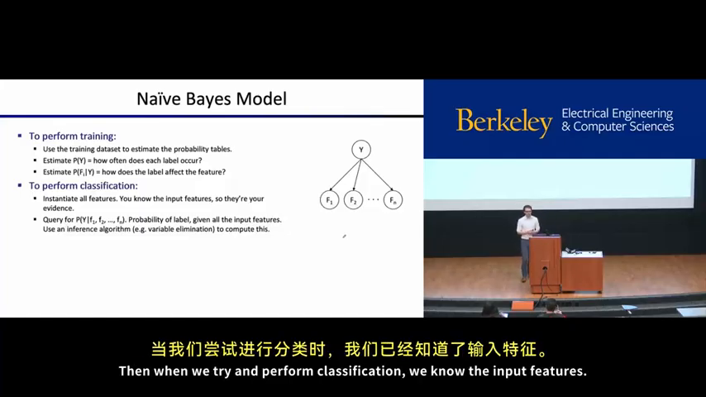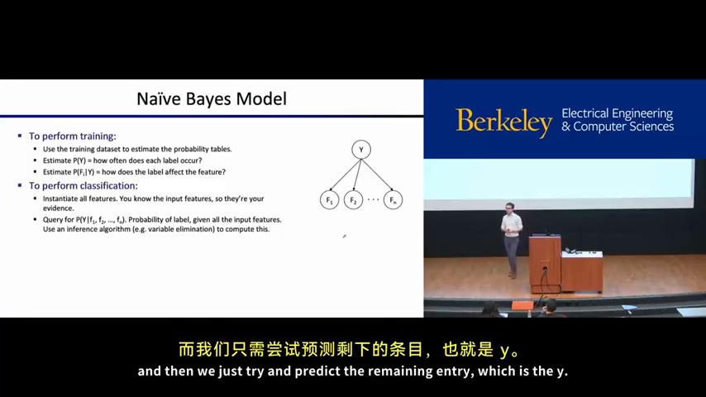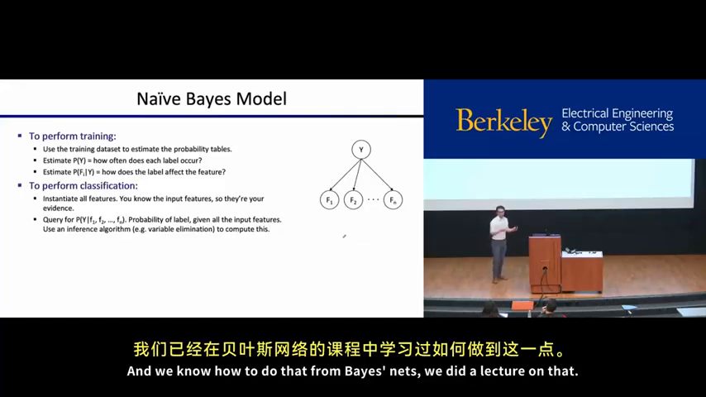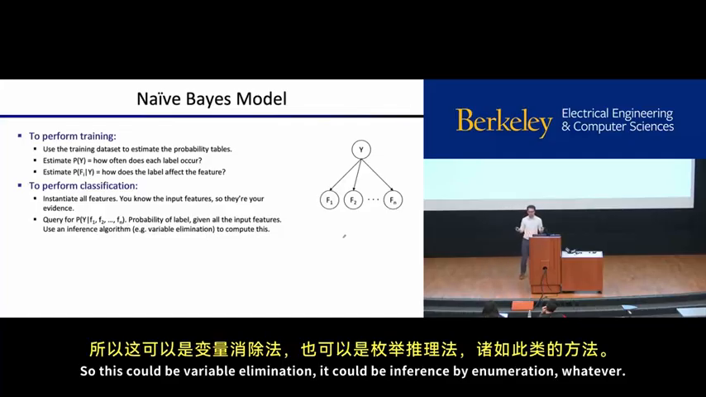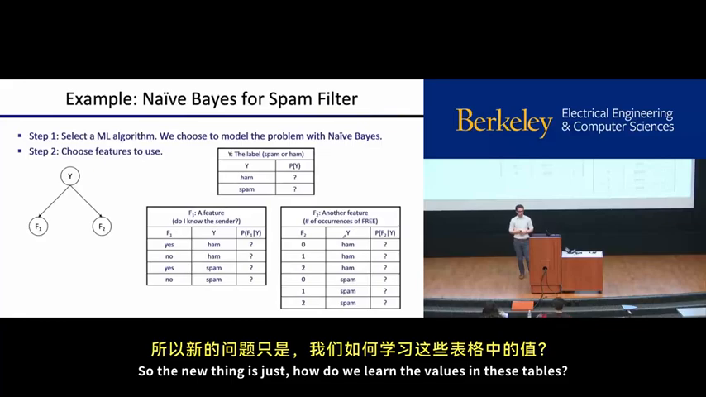Then when we try and perform classification, we know the input features, so all these Fs become evidence variables, and then we just try and predict the remaining entry, which is the Y. And we know how to do that from Bayes nets. We did a lecture on that. So this could be like variable elimination. It could be inference by enumeration, whatever. We know how to compute that stuff. So the new thing is just how do we learn the values in these tables, right?